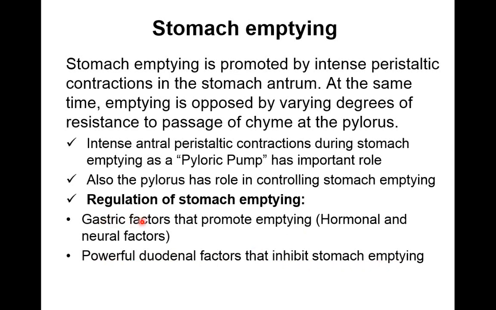Gastric factors include some hormonal and some neural factors. For example, for hormones, gastrin, and for neural factors or nerves, the vagal nerve, acetylcholine, parasympathetic.